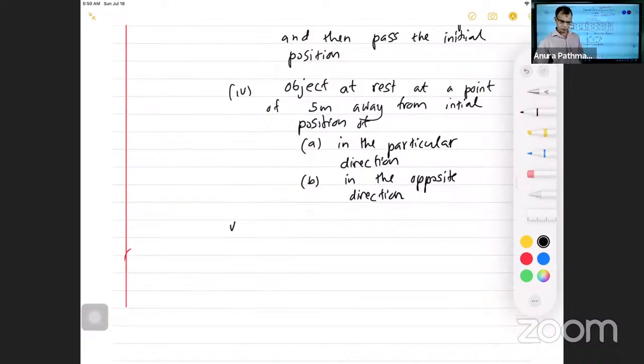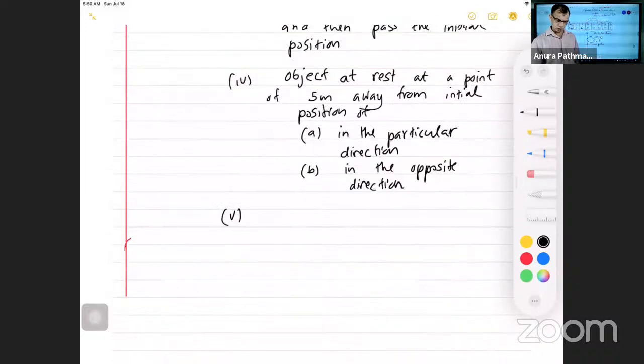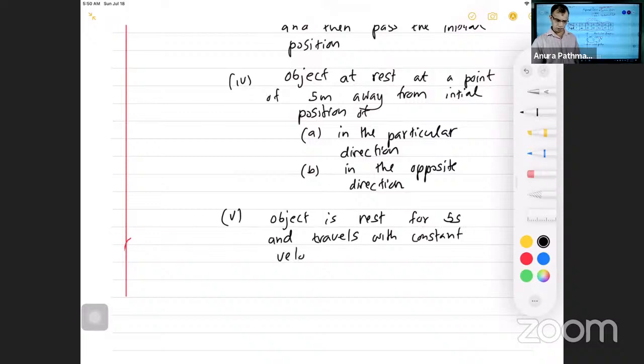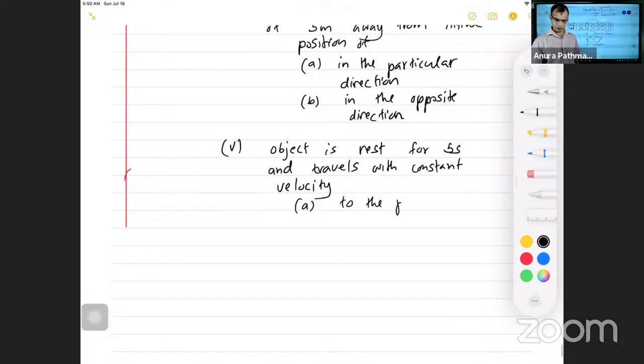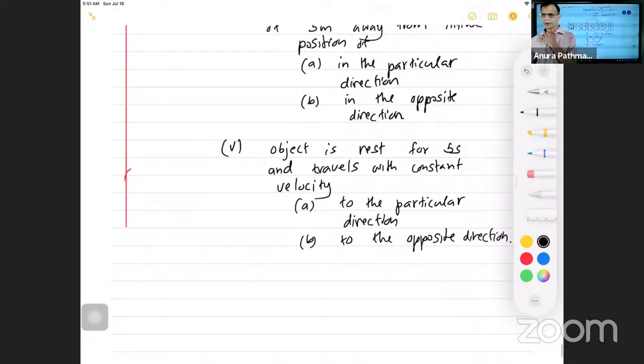And five, the object is at rest for 5 seconds and travels with constant velocity, A, to the particular direction, B, to the opposite direction.